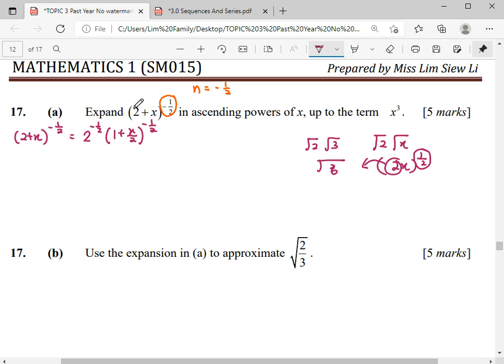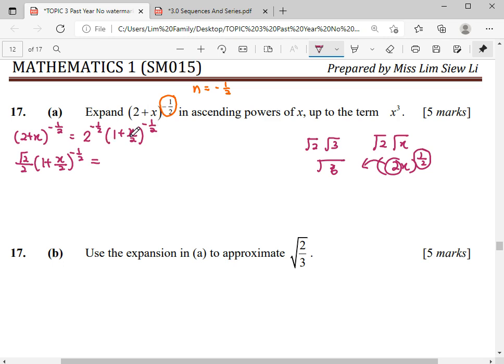When I take out 2, it means I divide by 2 and get 1. At the same time, this x needs to be divided by 2. So my simplified form will become 2 to the power of negative half, then (1 plus x over 2) to the power of negative half. To simplify this, we press the calculator: 2 to the power of negative half gives us root 2 over 2.